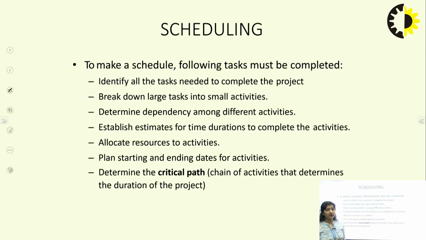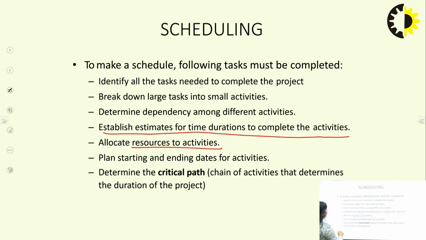Now scheduling. To make a schedule, there are various tasks that need to be identified and completed. First, identify all the tasks needed to complete the project. Break down the larger tasks into smaller activities. Determine the dependencies among the different activities. Establish estimates for the time duration to complete the activities. Allocate the resources to the activities.